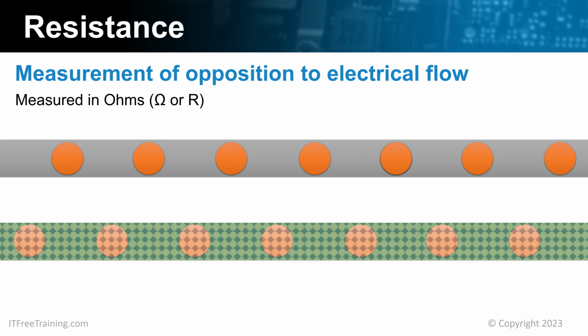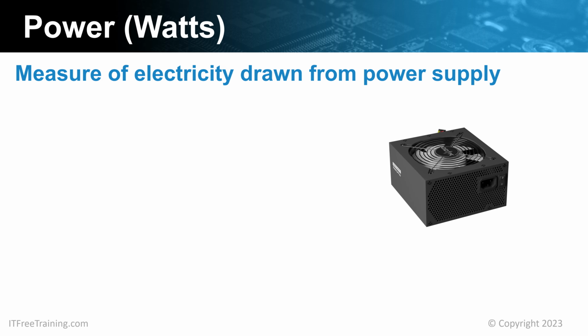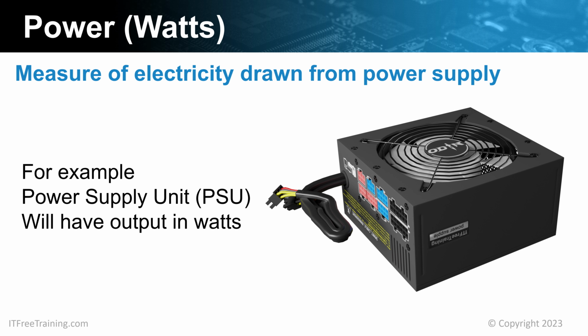Let's have a look at something that you will come across in computer support. Watts is the measure of electricity drawn from a power supply. For example, when you purchase a power supply unit, or PSU, the PSU will have as one of its specifications the number of watts it outputs. I will cover this more in the power supply video. However, you simply just need to make sure that the sum of the components in your computer does not exceed the number of watts the power supply unit will output.